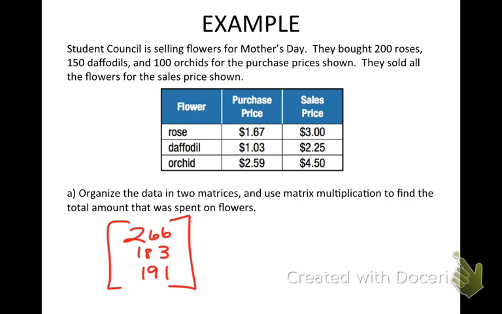How could you then find your total profit? Add those together. Yeah, so 266 plus 183 plus 191 gets us to 640. Okay. All right, matrix multiplication, matrix addition.